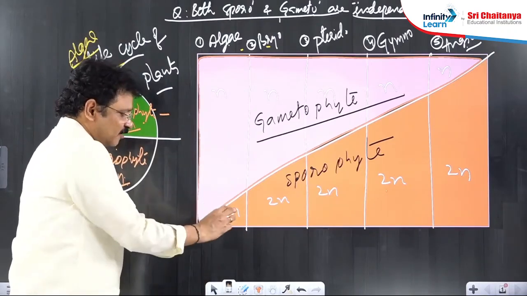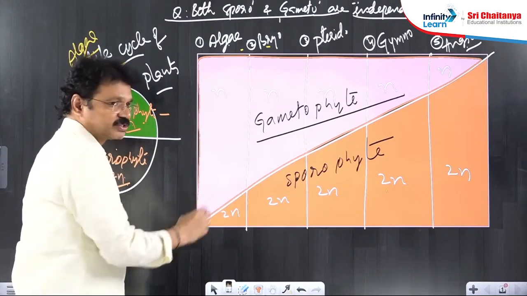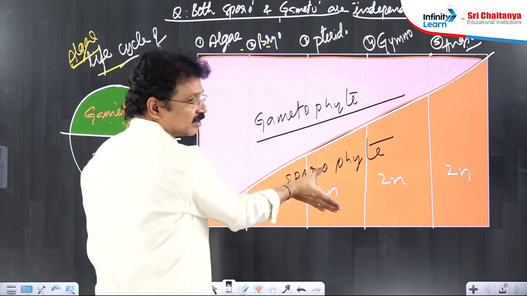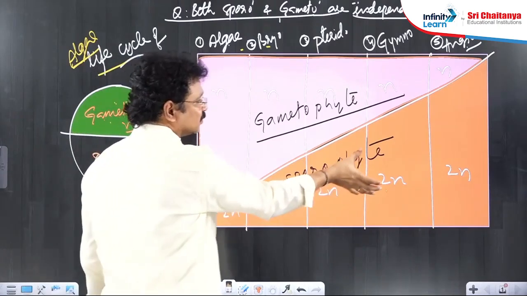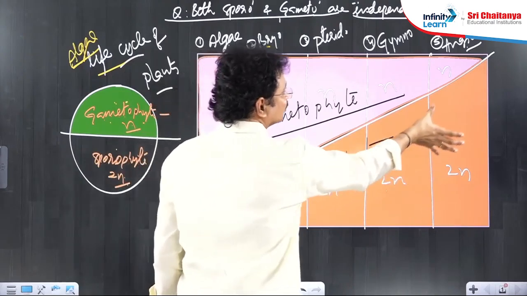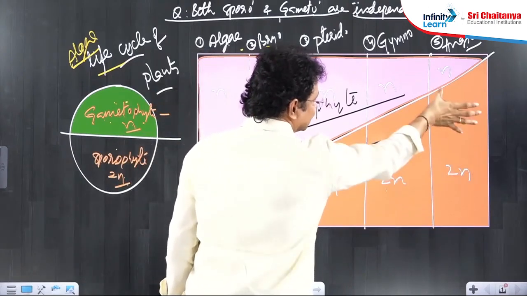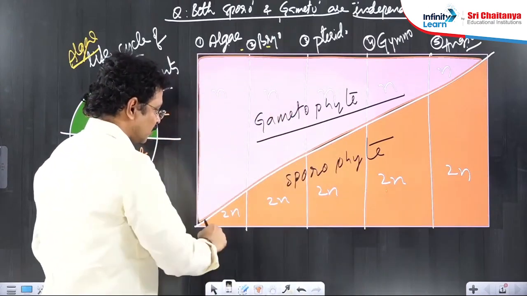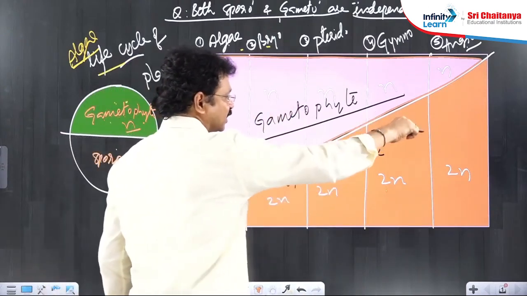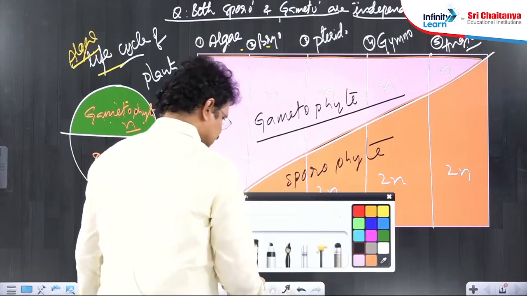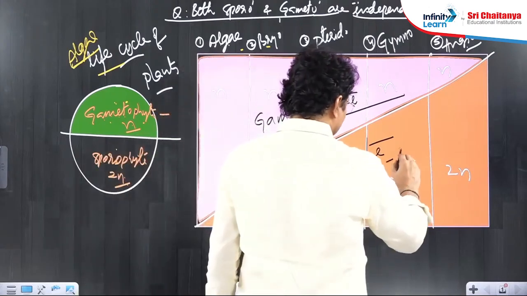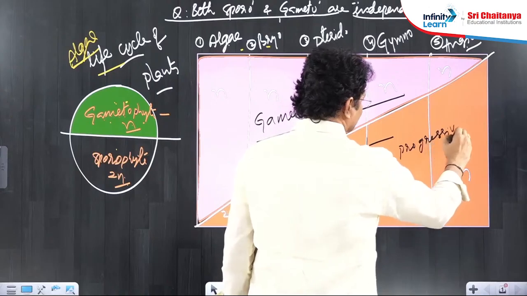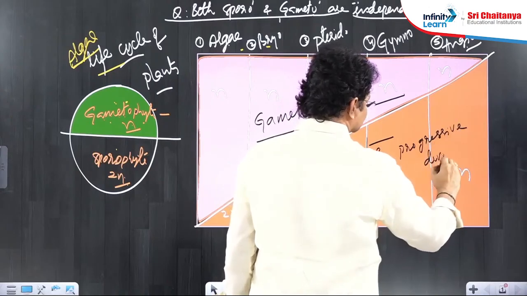In algae, there is very little portion in the sporophyte. Bryophyta, something enlarged. Pteridophyte, enlarged. Gymnosperms, very well enlarged. Maximum enlargement, or progress, is there in the sporophyte. So, in the course of evolution, the sporophytic generation exhibits progressive development.